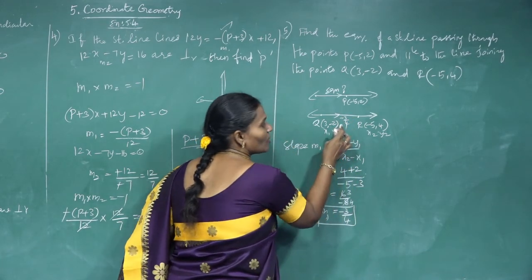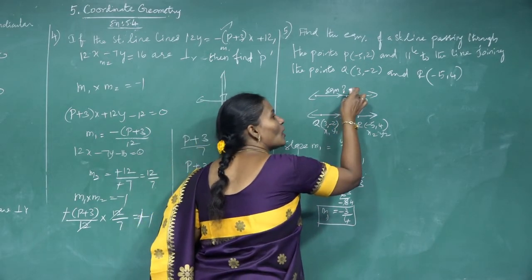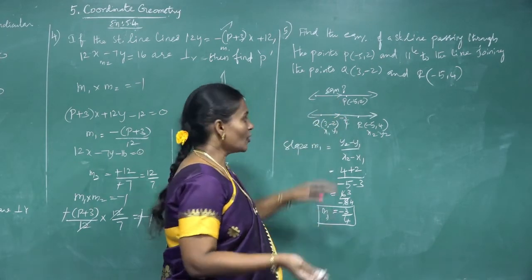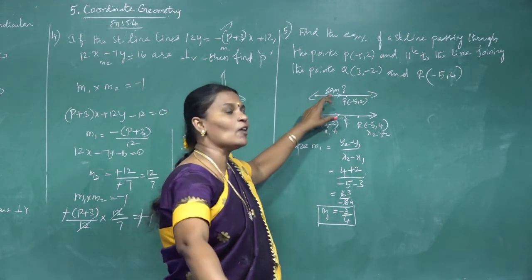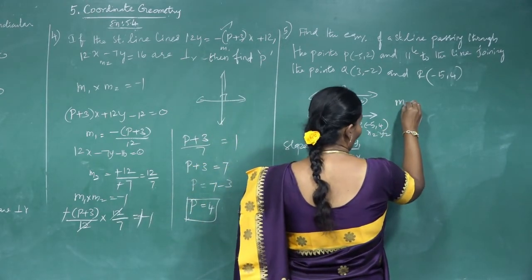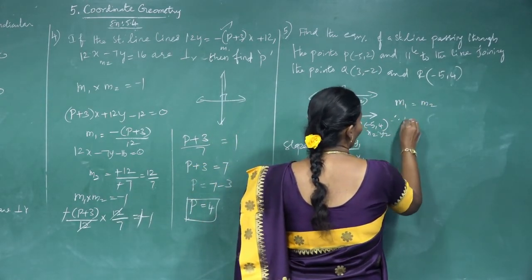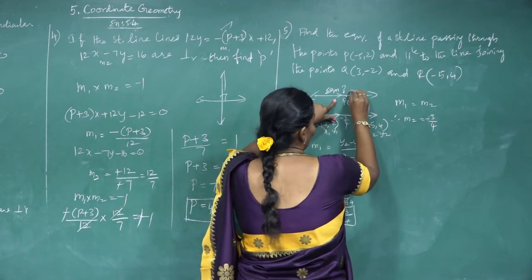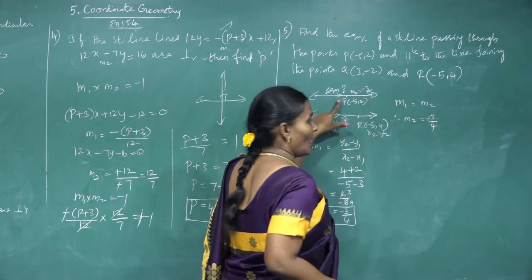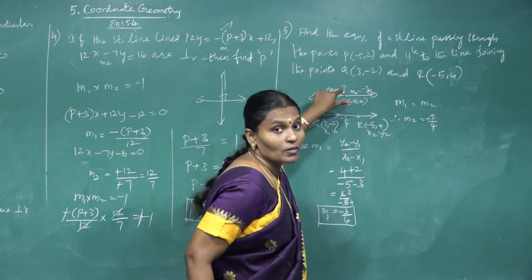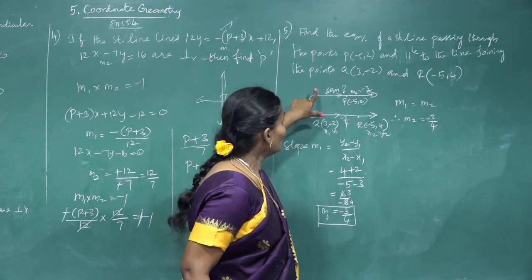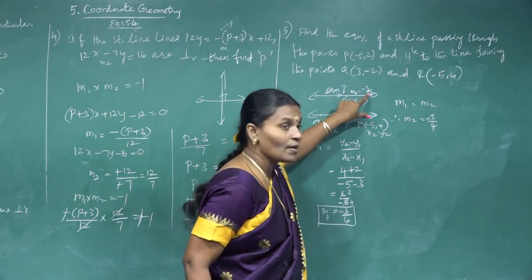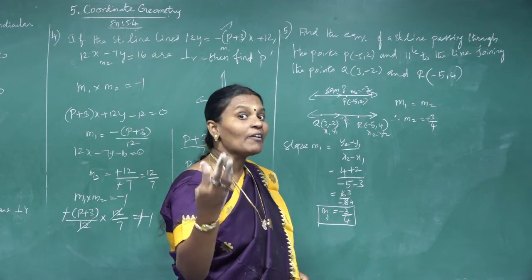So this line is minus 3 by 4, which means this line's slope is also minus 3 by 4. Why? Because these two lines are parallel. If two lines are parallel, the slopes are equal. So m1 is equal to m2, therefore m2 is equal to minus 3 by 4. Now one point and the slope you know. This line passes through the point minus 5 comma 2 and the slope is minus 3 by 4. Now you can find the equation of that line.